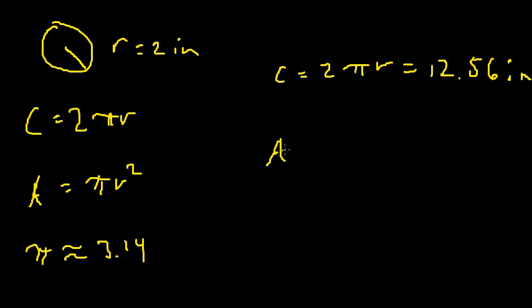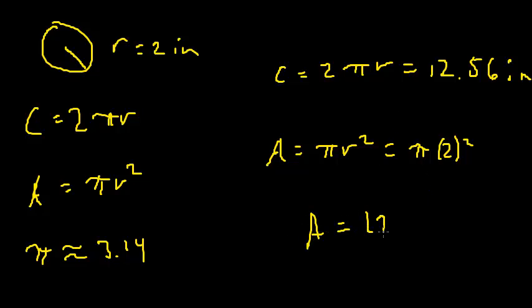My area is equal to pi times the radius squared, or pi times 2 squared. That area then is 12.56, and this is inches squared in here, so inches squared are my units. So I have a 12.56 square inch area for that circle.